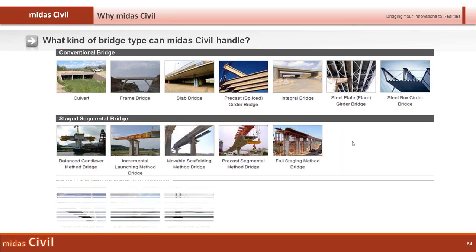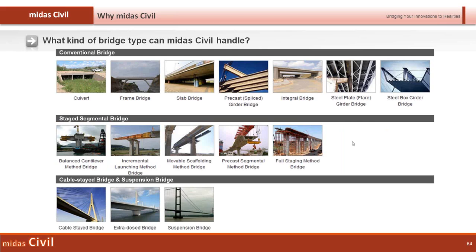Also, you can do very complex bridges like cable stayed bridges and suspension bridges, which require very complex stresses, very complex phenomena, very complex analysis like large displacement analysis of the cables. So all these types of bridges can be handled using Midas Civil.